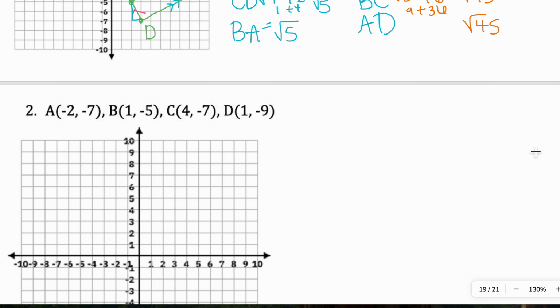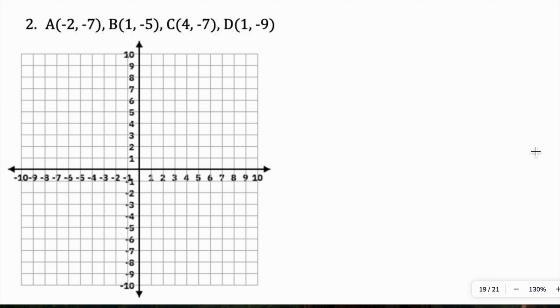Okay, next I have option 2 here, and then we'll have one more example after this. See if you want to try this one on your own. So if you want to pause it here, try it on your own, and when you're ready to check it, go ahead and click play.